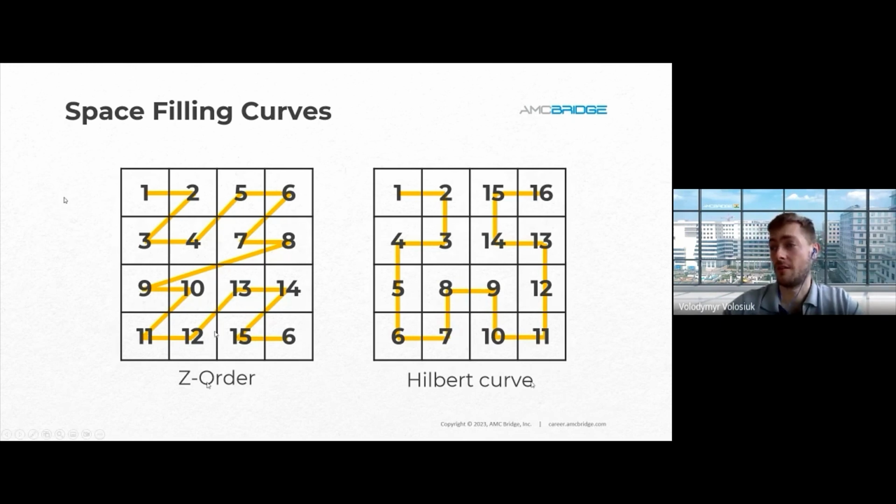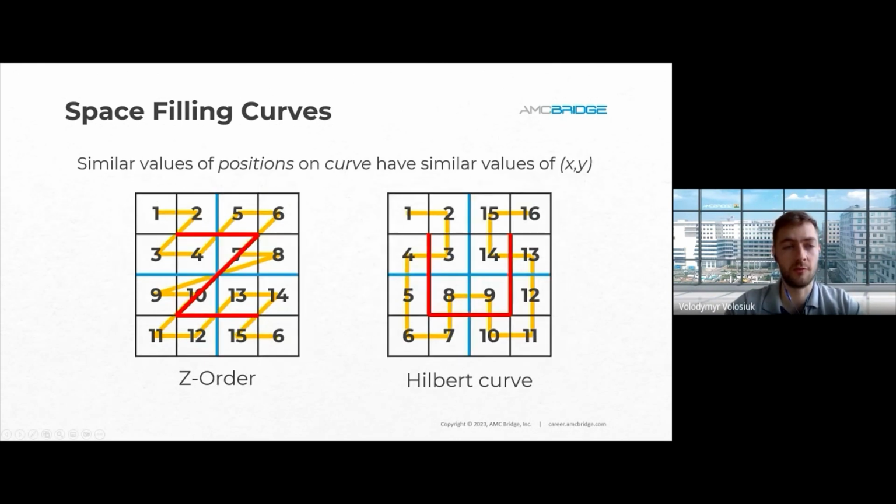Generally speaking, Z order and the Hilbert curve are representatives of a big family of space filling curves. Space filling curves are a specific type of curves which fill all the available space. You can compare that with worms in a box, right? They just fill all the space.